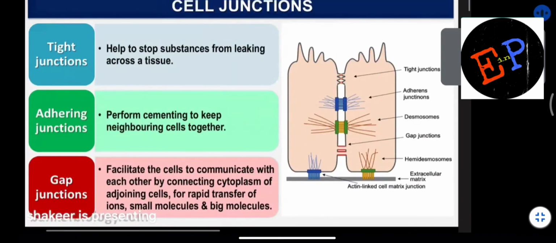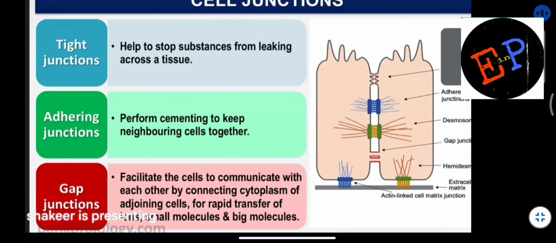So tight junctions. What is the function of tight junctions? They help stop substances from leaking across a tissue. Many body fluids and other materials are present in cells, so these tight junctions prevent the leakage of these materials from the cells and across the tissues. That is the function of tight junctions. Are you able to understand?